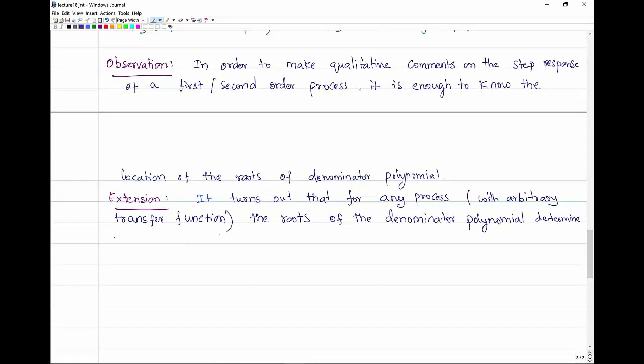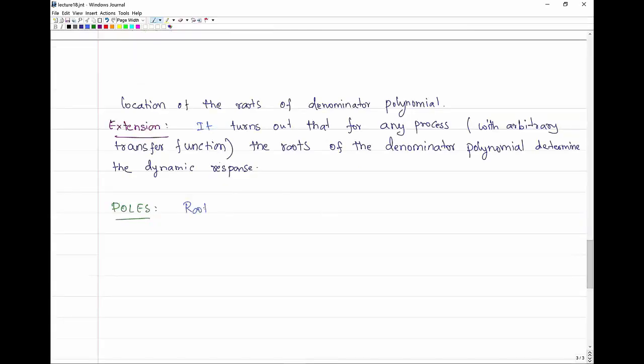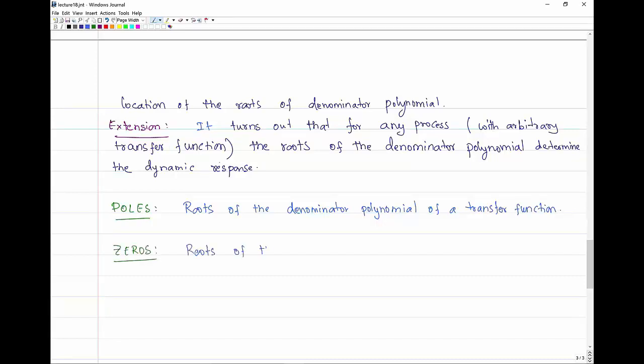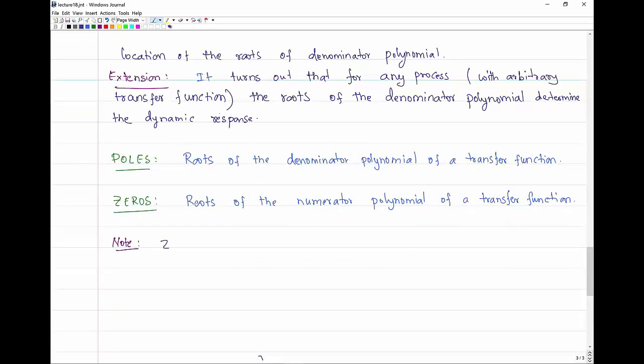The roots of the denominator polynomial of a transfer function determine its dynamic response. So the poles are defined as the roots of the denominator polynomial of a transfer function of any order. Similarly, one can define zeros that are the roots of the numerator polynomial of a transfer function. It turns out that zeros do not affect what are called the response modes of a transfer function. Instead, they affect only the coefficients of those response modes.